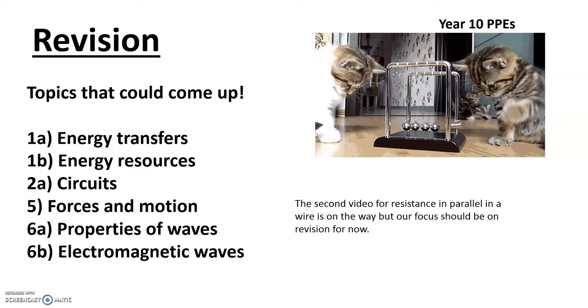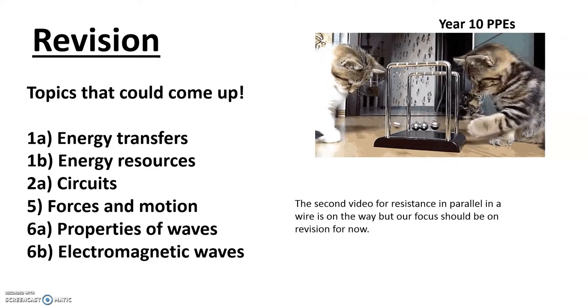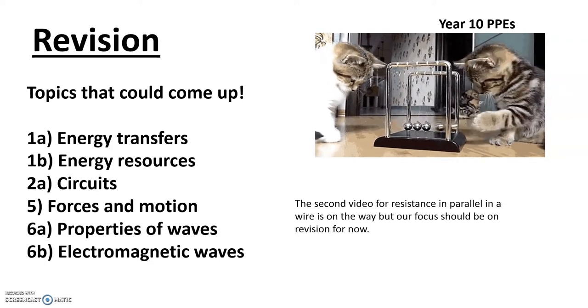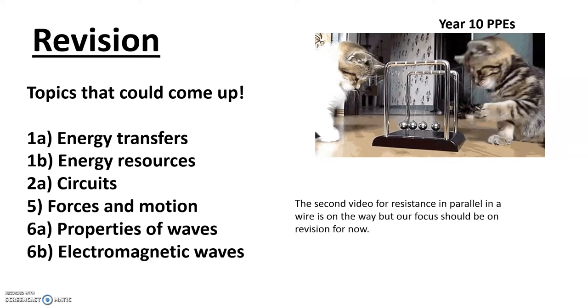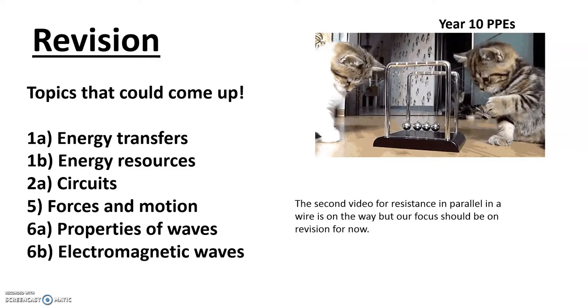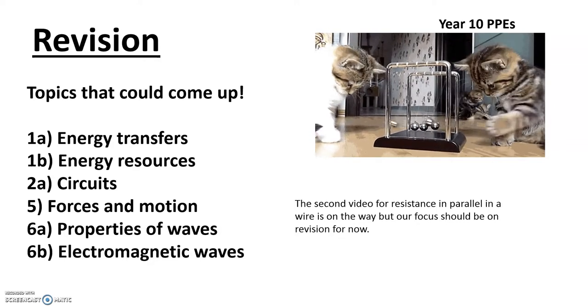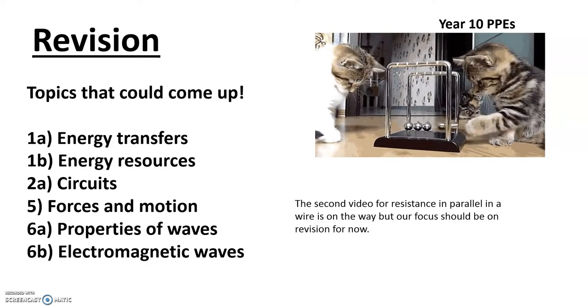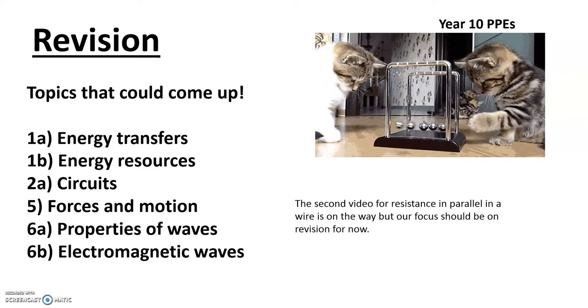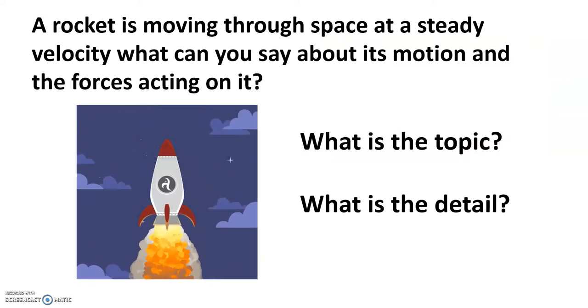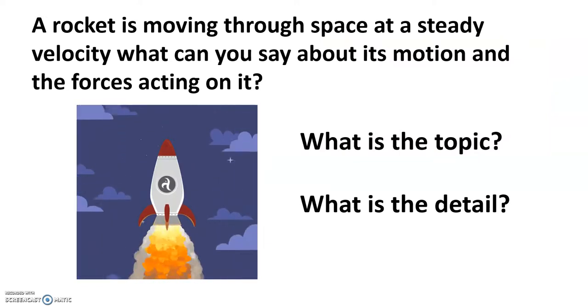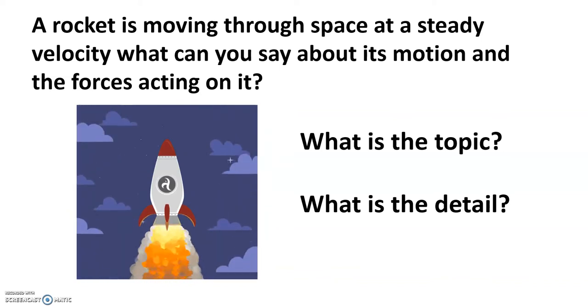Now, one of my favourite ways of revising is word wheels. Miss Barnes has done lots and lots of examples of these, so if you're in Miss Barnes' class, you know exactly what's coming. Not everybody has done lots, some have only done one or two, but they're brilliant. So I thought it would be helpful if we do an example. My example is based on this question: A rocket is moving through space at a steady velocity. What can you say about its motion and the forces acting on it?